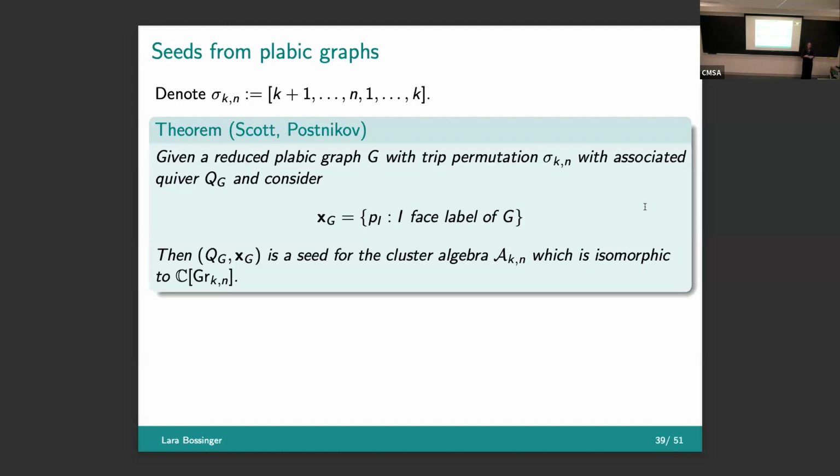So if I choose a reduced Plabic graph that has this trip permutation, associate the quiver to it in the procedure that I explained, and then associate a set of cluster variables to it according to the face labels I got from my trips, then this is a seed in the cluster algebra A_kn, which is isomorphic to the homogeneous coordinate ring of the Grassmannian in its Plücker embedding, up to the detail that here I change my field to complex.